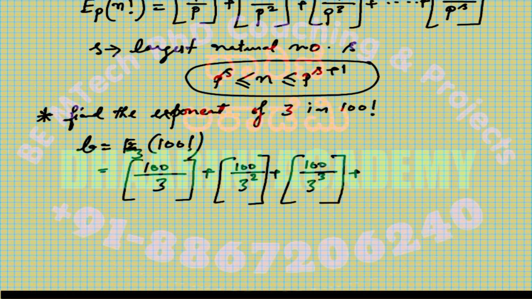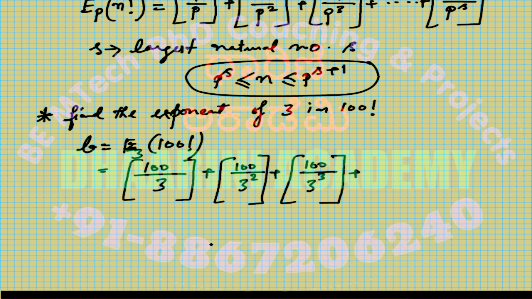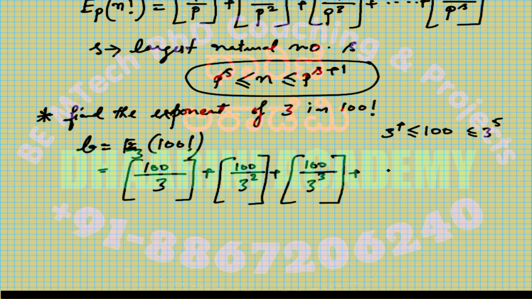So 3 to the 3 means 27. 3 to the 4 is 81, which is less than 100. So I'll apply the condition: 3 to the power 4 is less than or equal to 100, which is less than 3 to the 5. So you see that I have to do this till s is equal to 4. So this is 100 divided by 3 to the 4. Take only the integer values. So the first number gives you 33, because 33 point something, so the answer is just 33.